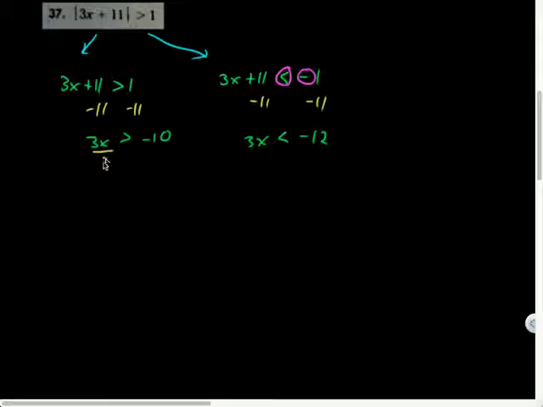Divide by 3, divide by 3, divide by 3. And I get, let's see, x is greater than negative 10/3. So make sure you're writing down your corrections if you've got any of these problems wrong, and this would be -4. Oh, actually, time out. Let's not box those yet. I was jumping the gun.